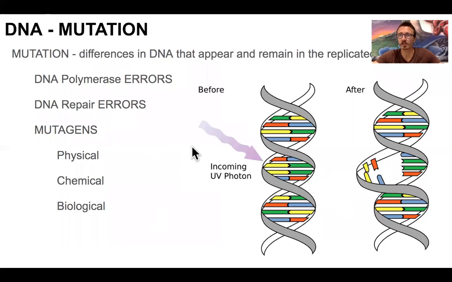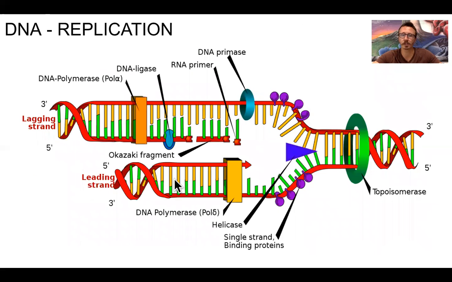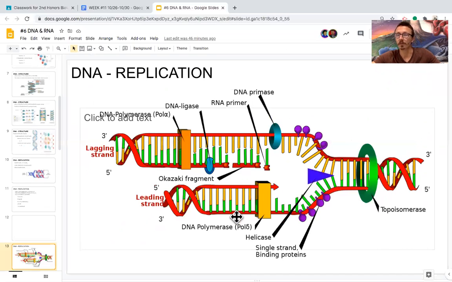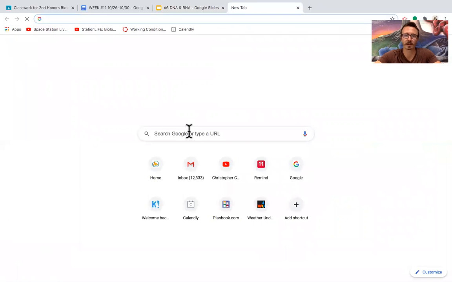Does anyone have any questions about the structure of DNA or replication? I know this is complicated. What I would really recommend doing is going on Google and searching simple DNA replication diagrams. You could also look up DNA replication videos in addition to the one that I produced. You really have to look at this multiple times. Let's go do it really quick together.